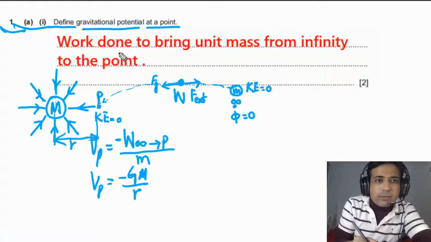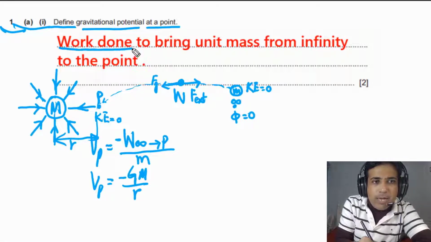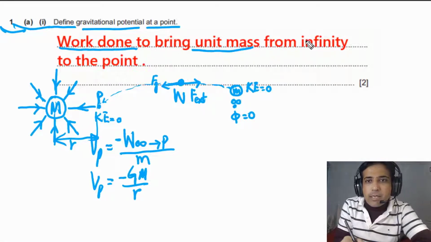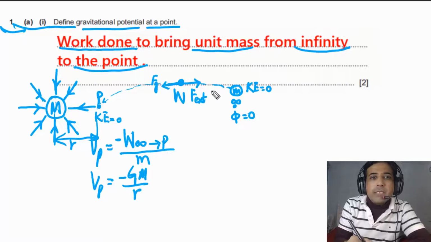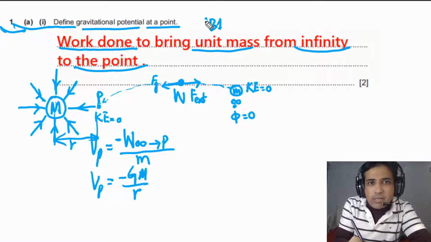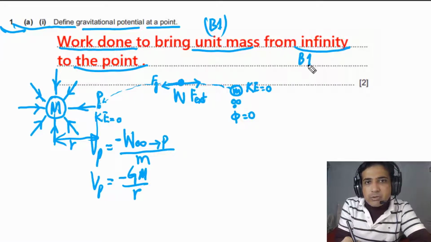If you have written work done per unit mass, you will get 1 mark. And if you have mentioned to bring unit mass from infinity to that point, you will get the 2nd mark. So you will get 1 B mark here and 2nd B mark here. So this is how these 2 marks will be awarded.